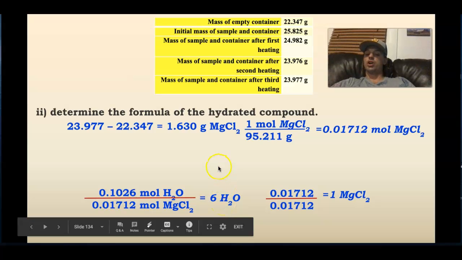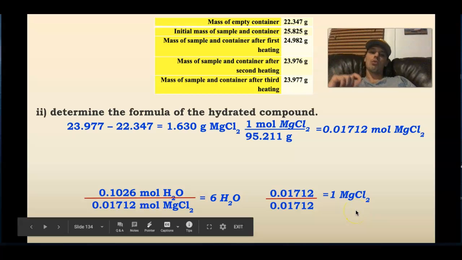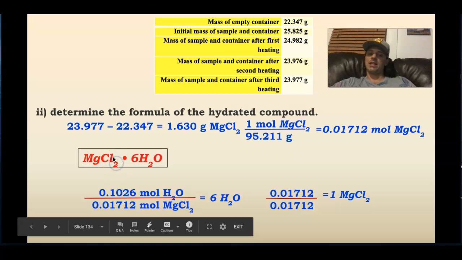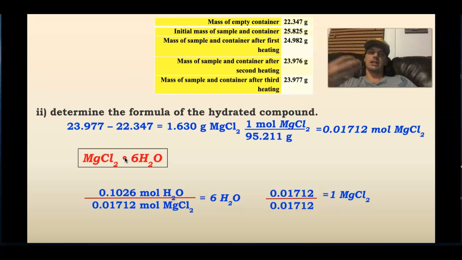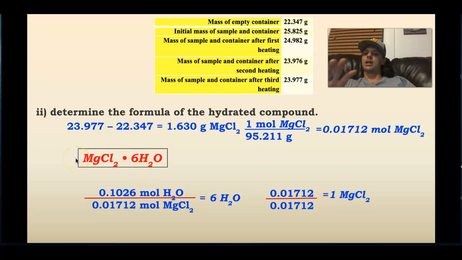So what is my ratio of water to magnesium chloride? 6 to 1. So how would I write that hydrate formula? Well, typically I write the formula for magnesium chloride, a dot separating it, indicating it's connected through a hydrate, and then I have 6 waters attached to this magnesium chloride. So for every 1 magnesium chloride, there are 6 waters attached to it. And we'll study hydrates more later on in the year, but for now, let's just focus on, can you get the formula of a hydrate given some data?